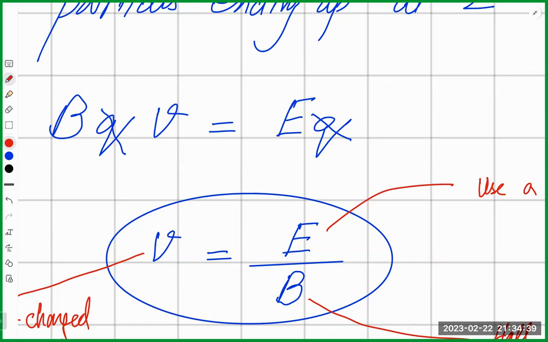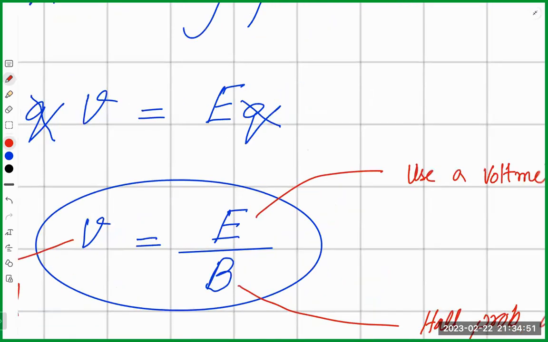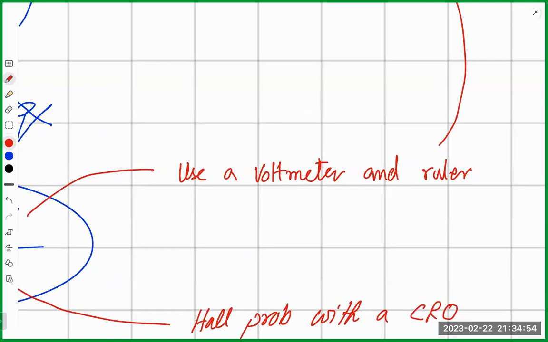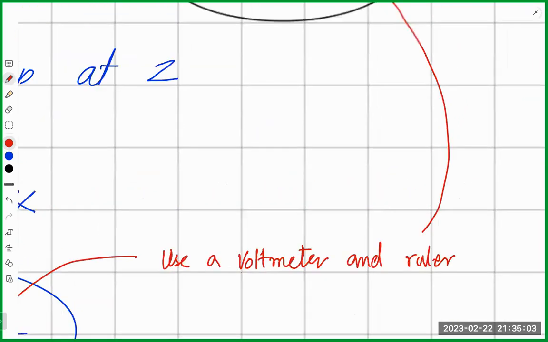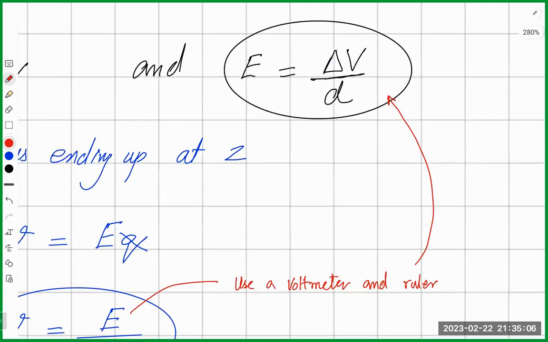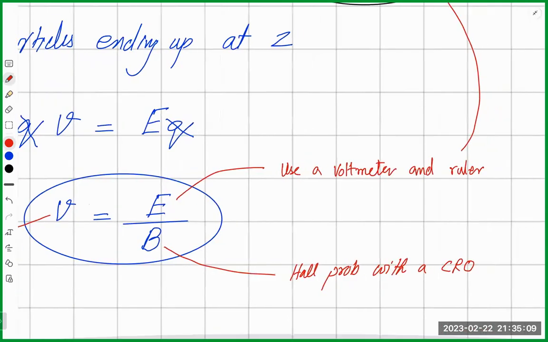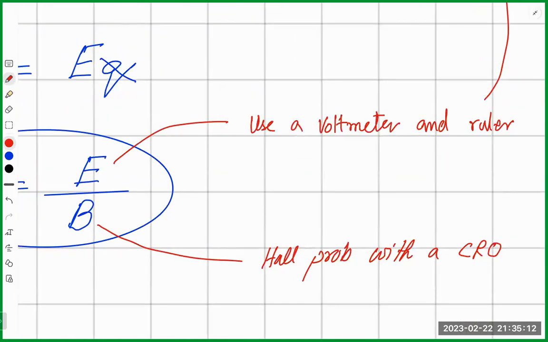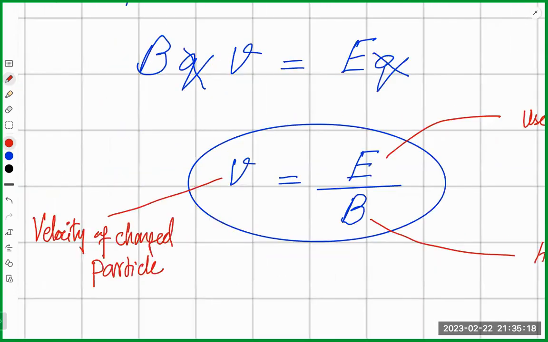How do we find electric field strength? This electric field is produced by the two parallel plates. We need the potential difference between the plates. For that, we can use a voltmeter, and we need the distance between the plates. For that, we can use a ruler. When we find voltage and distance, we can divide these two, and we can find electric field strength. Now, how do we find magnetic flux density? For that, we use a Hall probe and a CRO, or sometimes we can also use a Hall probe with a voltmeter, but CRO is better. This is how we can find the speed of the charged particle, which is moving very, very fast.